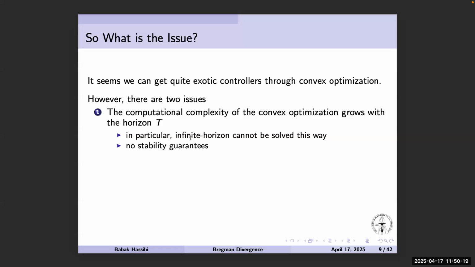First of all, the optimization problem, if you're solving it over horizon T, the complexity grows with T. It's a big optimization problem, and so maybe you don't want that. And as you let T grow to infinity, I don't know how to get stability guarantees or anything like that from this.